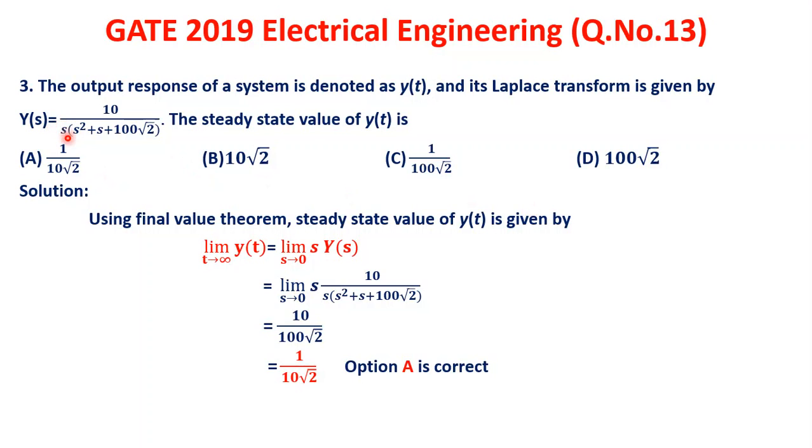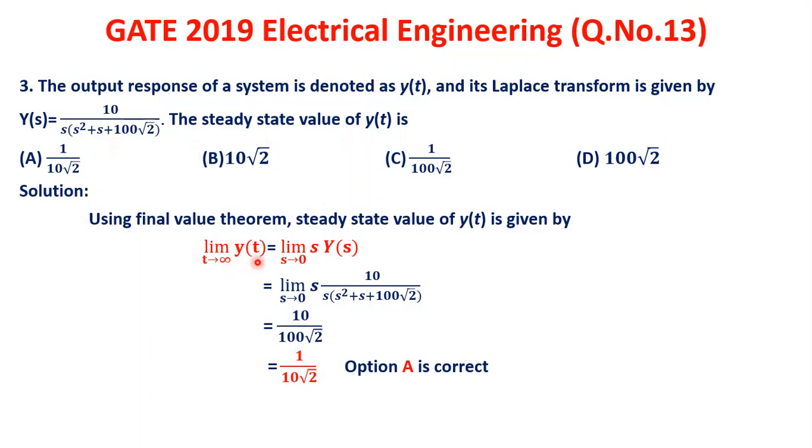So the response is given with respect to the input also. It is very well known that it is a step input because it is multiplied by s. So we are asked to find out the steady state value of y of t. Steady state means better go for the initial final value theorem. So according to the final value theorem, I want the final value of y of t.